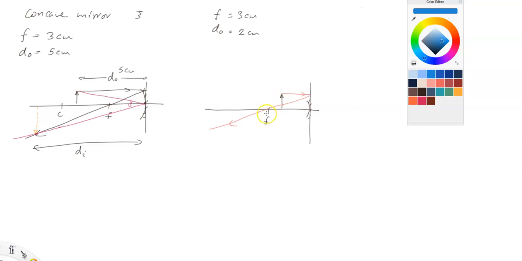This time we can't draw the one that goes through F, so we have to go with one that goes through the center, making the same angle. Now, as I said before, in order to see an image, light needs to come to your eye. So here's the object, here's the mirror, you are here, the observer is over here. So this is the observer's eye, right? So somewhere behind or somewhere on the left side of this diagram, there's an observer.